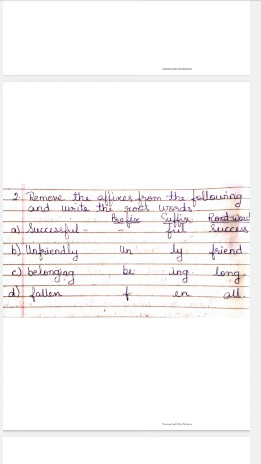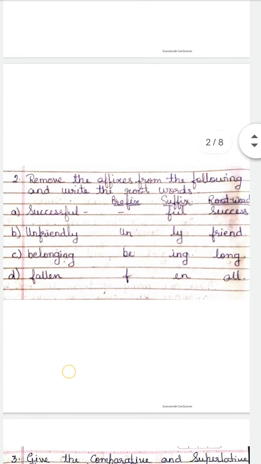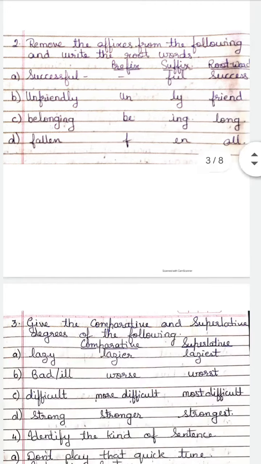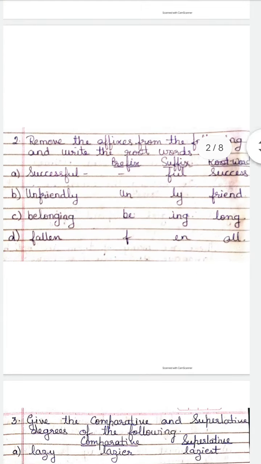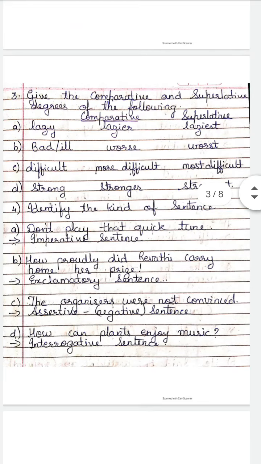Belonging. The prefix is be, suffix is ing, and the root word is long. Same way, fallen, the prefix is f, suffix is en, and the root word is all. Many a times you may take this as fall as the root word and en as the suffix, and there will be no prefix in this. It all depends on how your teacher teaches you, because if I teach, I give f as a prefix and all is the root word. So from all you can add many prefixes now. All, fall, mall, tall. Many words can be made from this all by adding prefixes, that is by adding the alphabets.